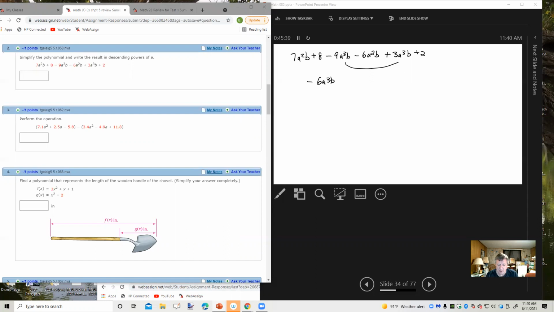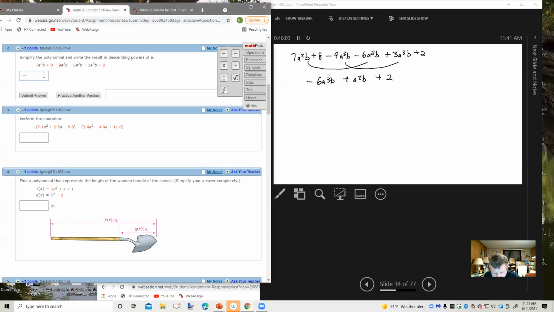The next highest power of a would be a squared. These terms both have a squared. They're also like terms. 7a squared b minus 6a squared b would be plus 1a squared b, but I'm not going to put the implied 1 coefficient in the front, okay? And then finally, plus 2. So let's see how we go about writing that in here.